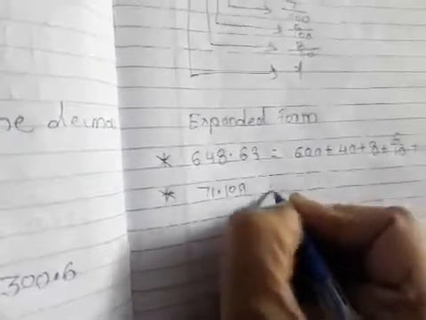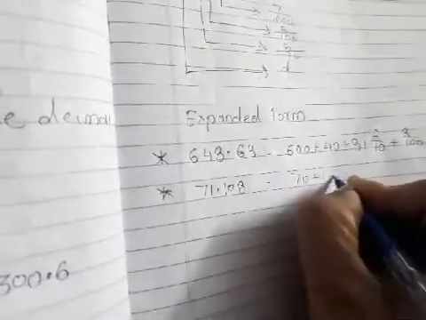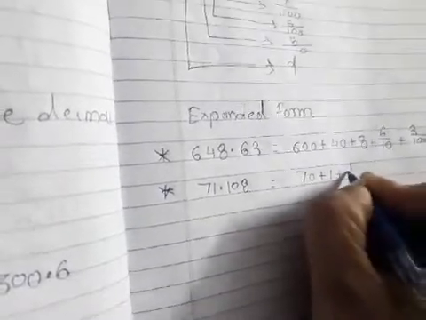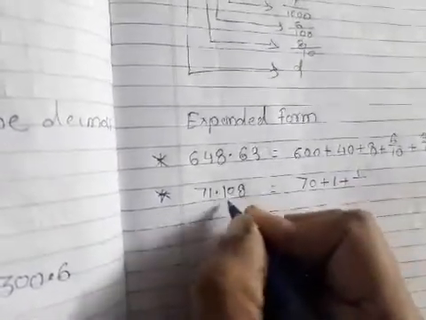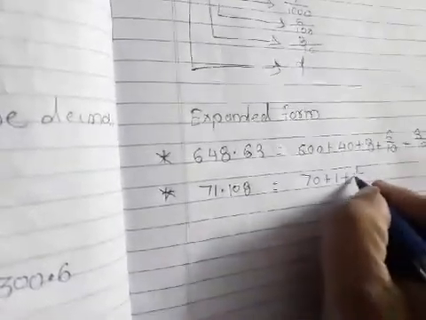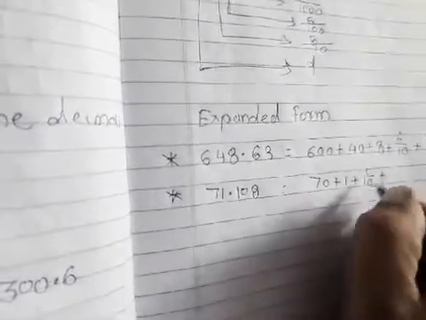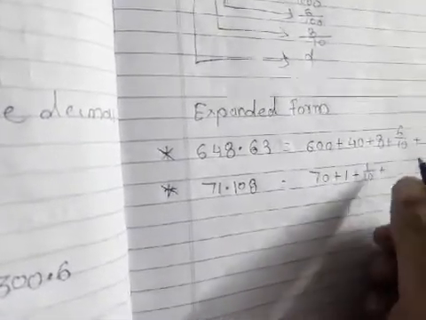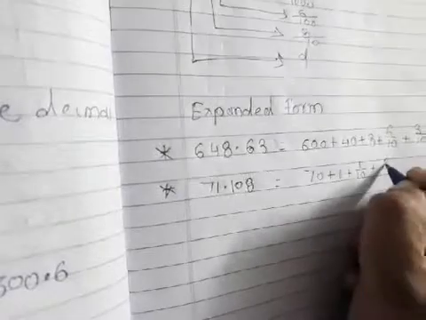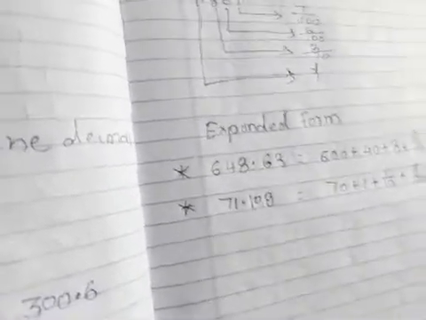71.108. 70 plus 1, plus the digit after the point: the tenth number's place value 1 by 10, plus 0 by 100. 0 by 100 means 0, so don't write it. Plus 8 by 1000. How to write? Understand now?